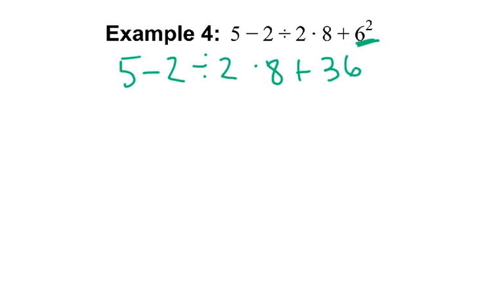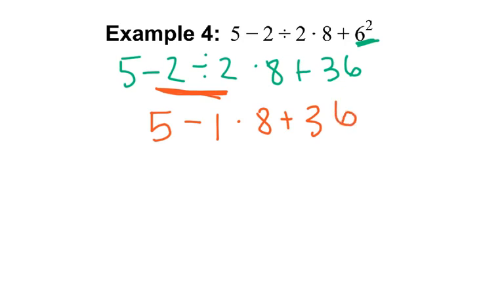Next, we want to deal with the division and multiplication, right? And we want to deal with it left to right. So I'm going to do this division first. Negative 2 divided by 2 gives me negative 1. So this turns into 5 minus 1 times 8 plus 36.